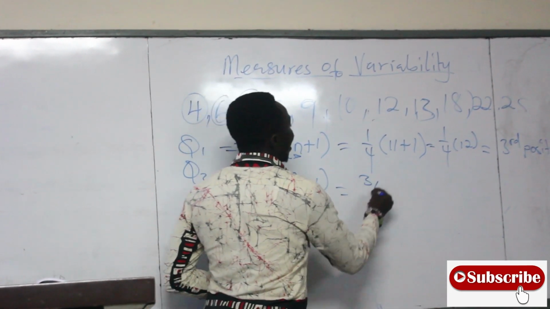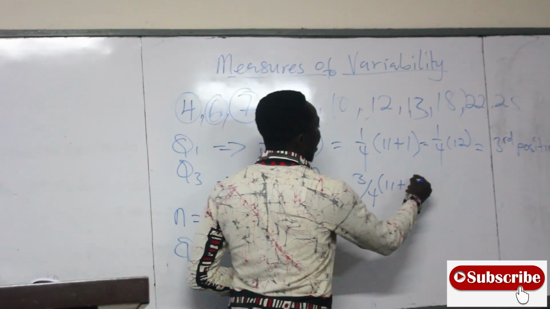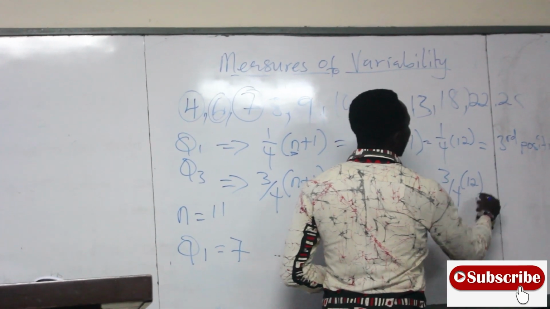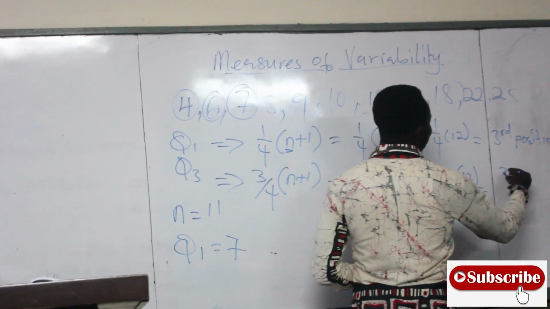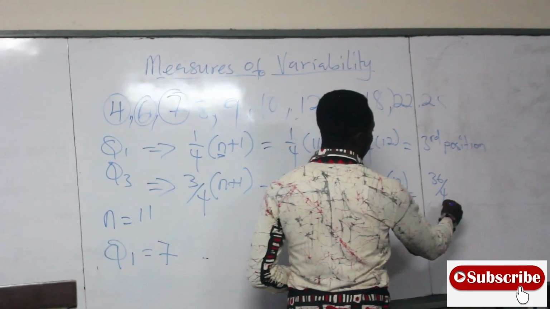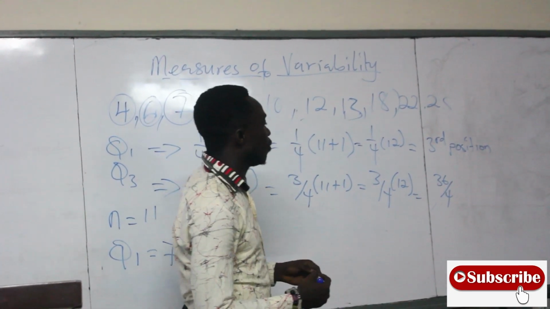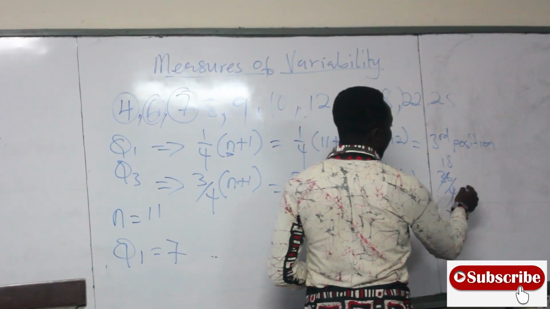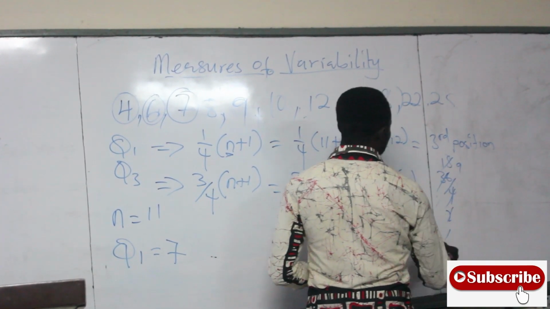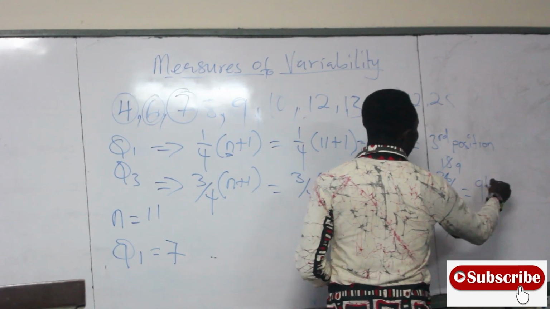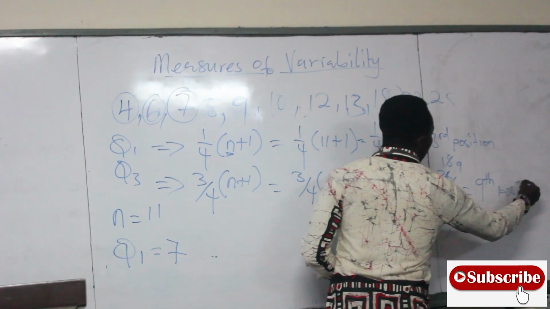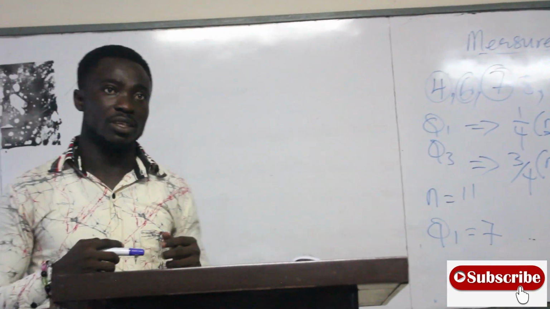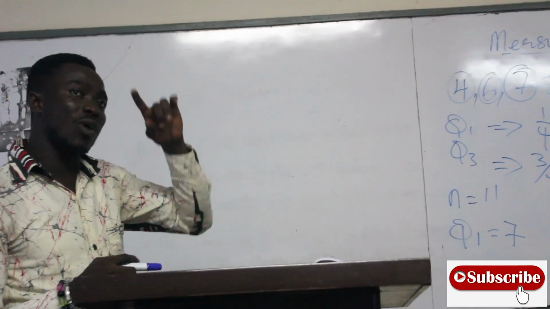Now we do the same for the third quartile. So 3 out of 4 into bracket 11 plus 1, which is giving us 3 out of 4 into bracket 12. What are we getting? We'll be getting 36 out of 4. Are we good? So 36 out of 4 will give you what? 9. So you get the third quartile on the 9th position. That is where we can locate the third quartile.